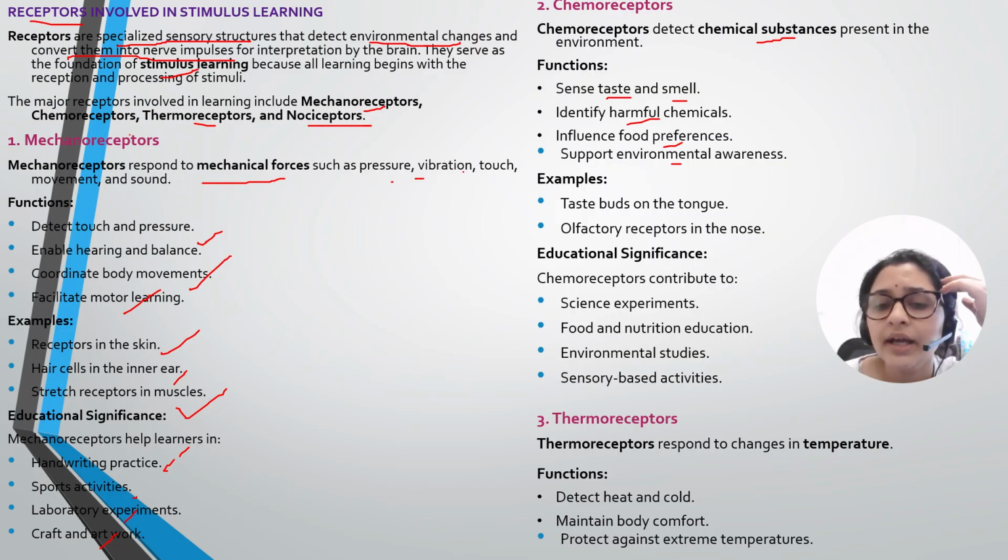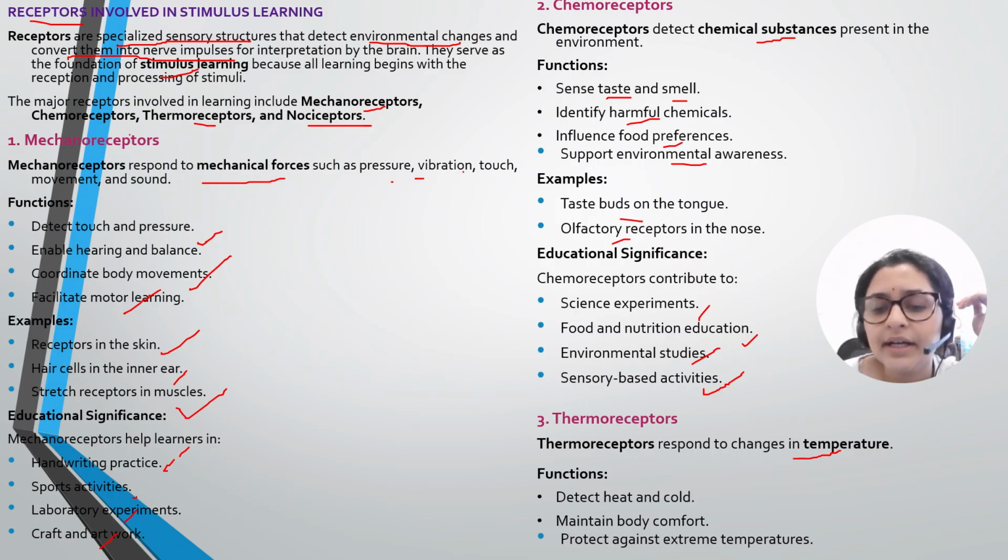They support environmental awareness. Example, taste buds on the tongue, and olfactory receptors which are present in the nose. What is its educational significance? They help in science experiments, food and nutrition education, environmental studies, and various sensory based activities. What are the next receptors? They are thermoreceptors. They respond to changes in the temperature.